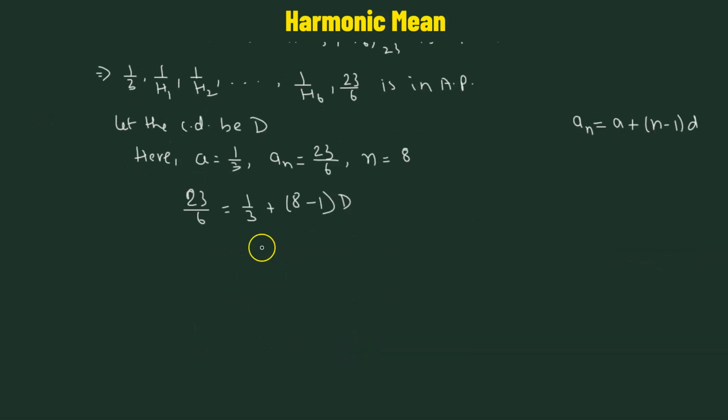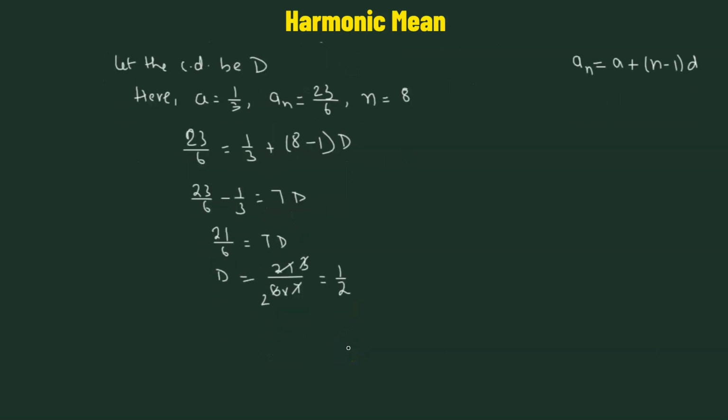Okay, now let's find the value of D. So we have 23 over 6 minus 1/3 equals 7 times D. 23 over 6 minus 1 over 3 is 21 over 6, which equals 7D, or simply D equals 21 divided by 6 times 7. Now 7 times 3 is 21, and 3 times 2 is 6, so D comes out to be equal to 1/2.